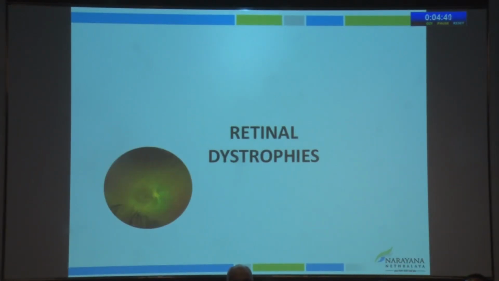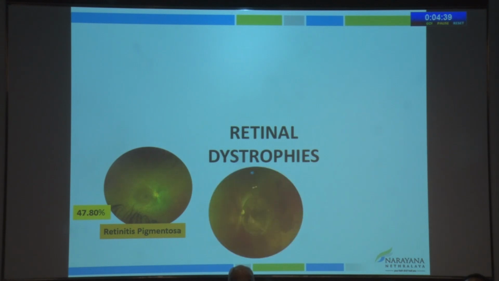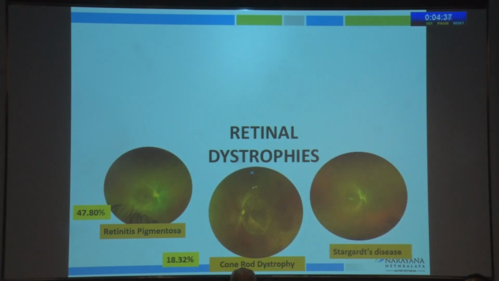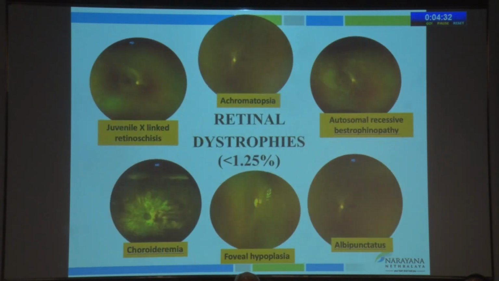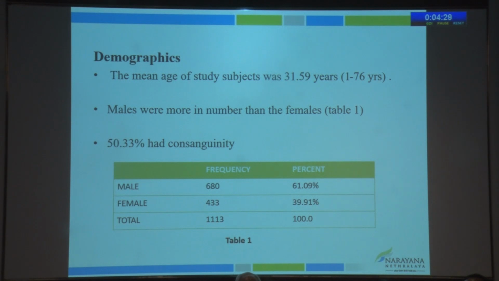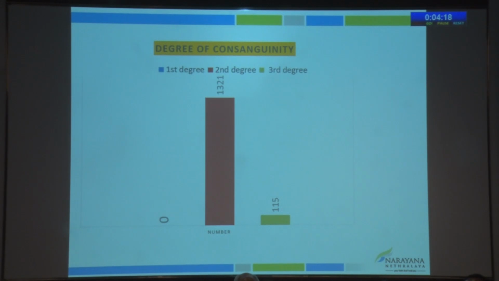Among the dystrophies, the most common was retinitis pigmentosa, followed by cone rod dystrophy, Stargardt's, and other diseases. All these other dystrophies were found in less than 1.25%. The mean age of our study subjects was 31.59 years, and there was a male preponderance. There was 50.33% consanguinity seen in our study, of which 92% was second-degree consanguinity, that is, uncle-niece or aunt-nephew marriages, followed by third-degree consanguinity.